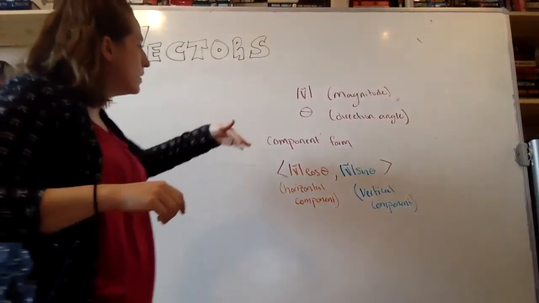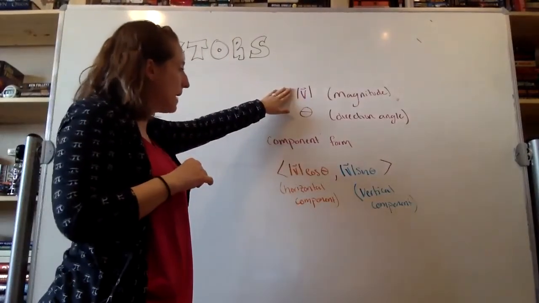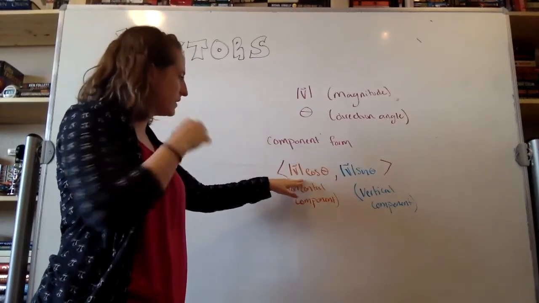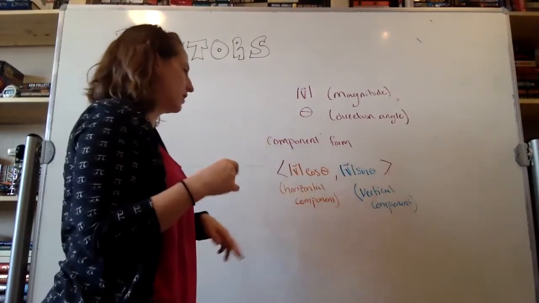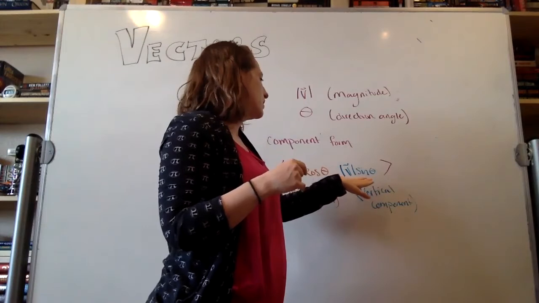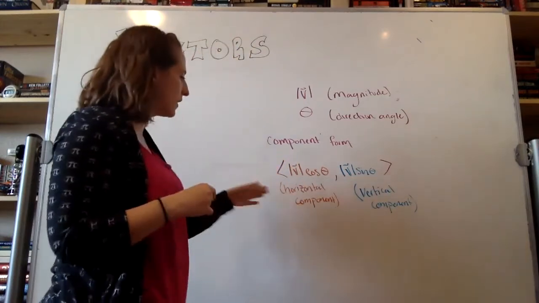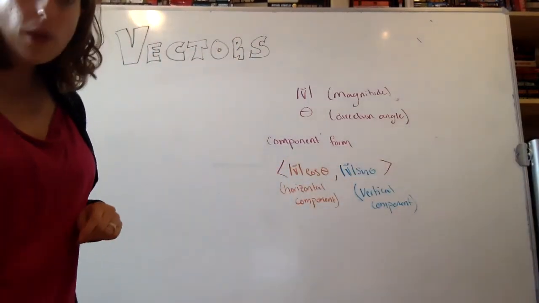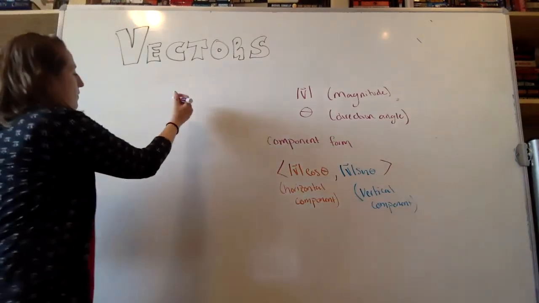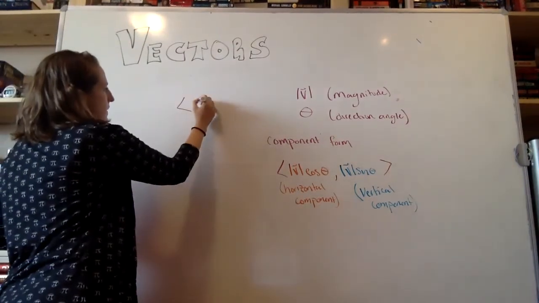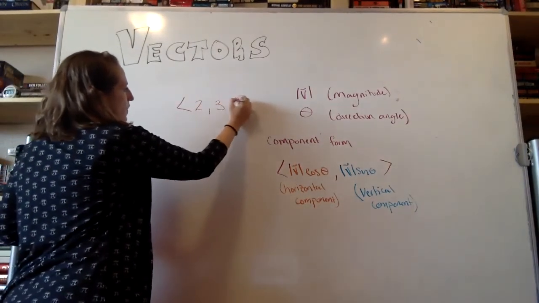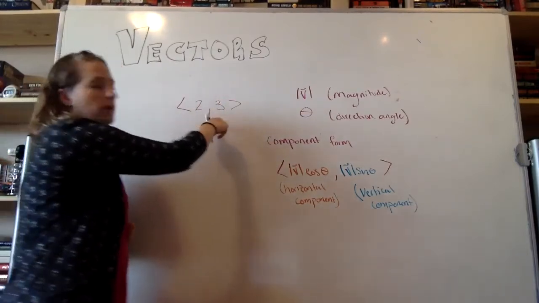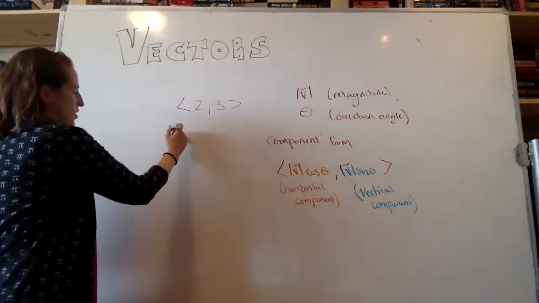Okay, so remember that if we have something with a magnitude and a direction angle, to go to component form, we can take the magnitude times the cosine of the direction angle, and then the magnitude times the sine of the direction angle, and that will give us our horizontal component and our vertical component. Now, what if we want to go the other way? What if we have a vector, something like <2, 3>, and we want to go from this horizontal and vertical component to a magnitude and a direction angle?